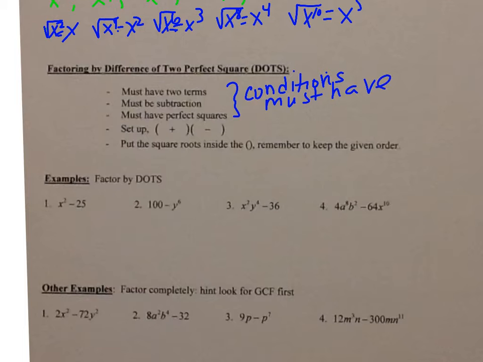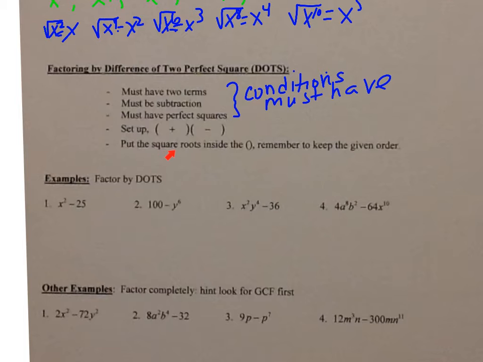Okay, now how do we set it up? So you're going to use two sets of parentheses. One will have a plus, one will have a minus. You can flip-flop them. You can put the minus first and then the plus. It doesn't matter because multiplication, remember, factors multiplication is commutative.